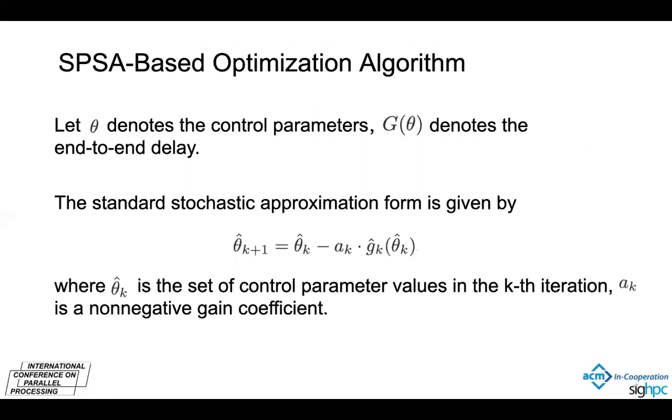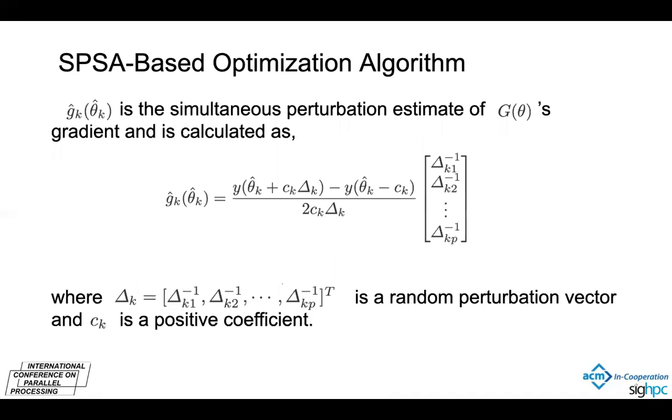Here is the detail of the SPSA-based optimization algorithm. Let theta denote the control parameters. G(theta) denotes the end-to-end latency. The standard stochastic approximation form is given by the following equation, where theta_k is the set of control parameter values in the kth iteration. a_k is a non-negative gain coefficient.